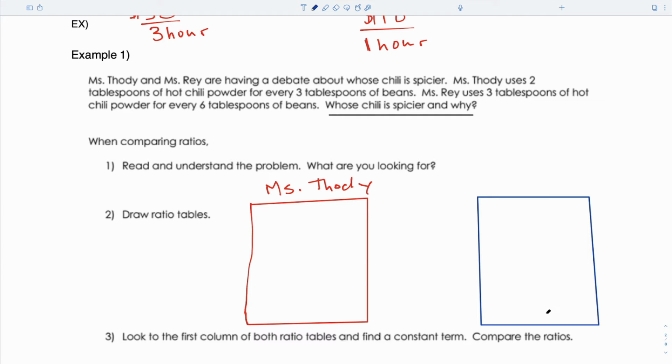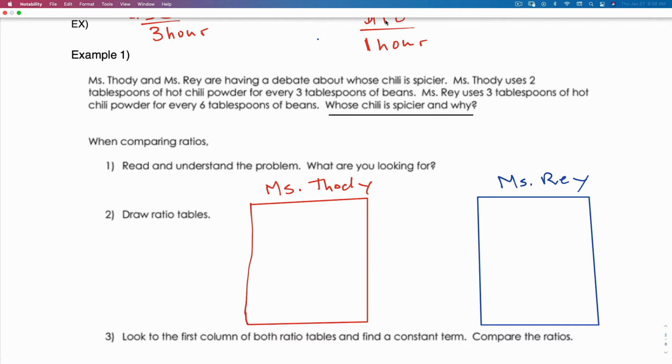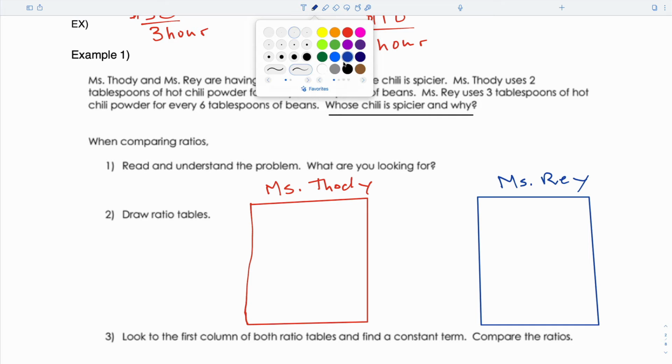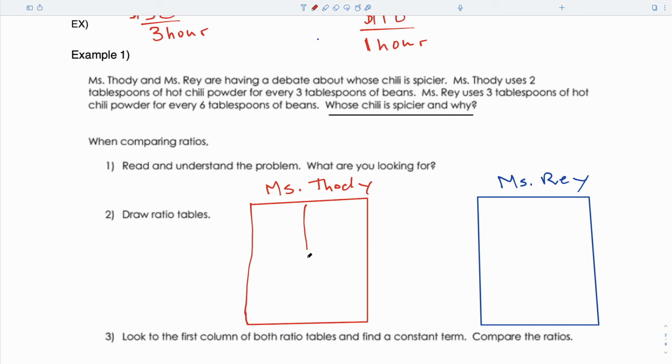This one we are going to label as Miss Ray. So how we use a ratio table is we're first going to label with the 2 units we know. We know that she uses 2 tablespoons of hot chili for 3 tablespoons of beans. So this first column is going to be the amount of chili powder. We can just say chili.